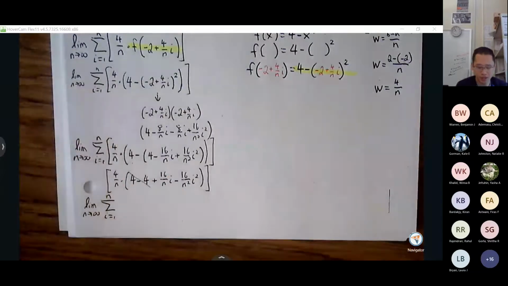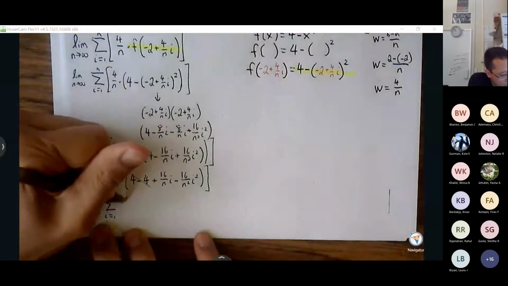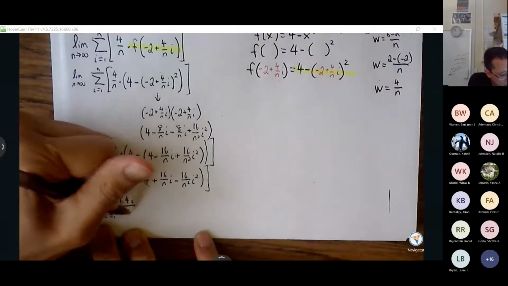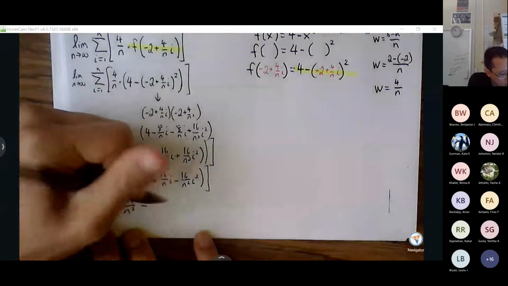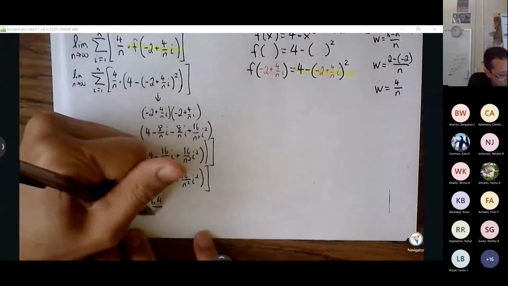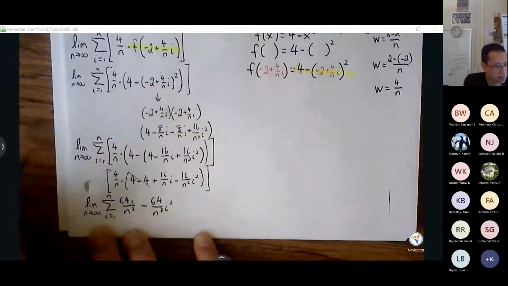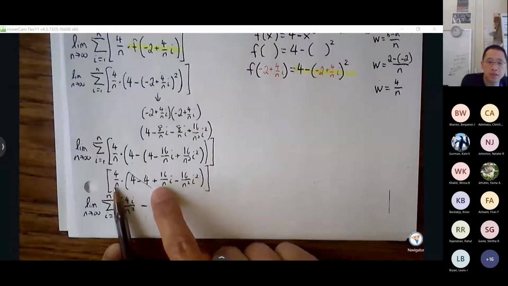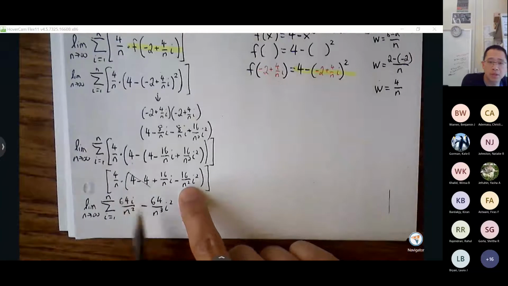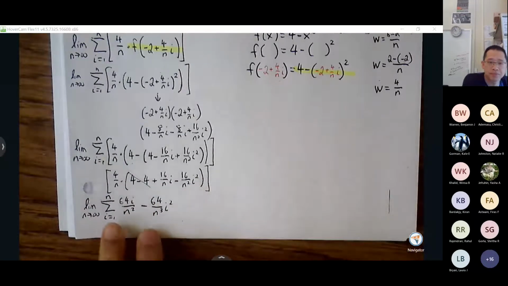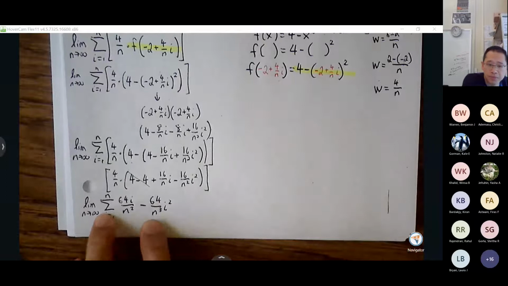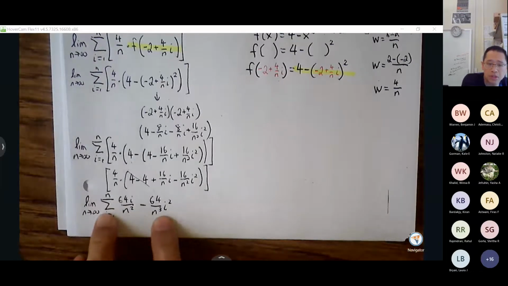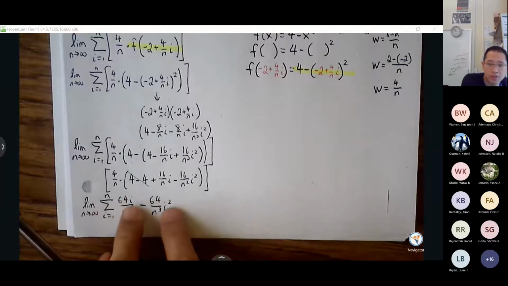Okay, 4 times 16 is 64. Right, I'm multiplying denominator with denominator, so n times n gives me n squared, n times n squared gives me n cubed. Okay, so now this should feel more familiar. We're going to let each term have its own summation, and then we're also going to push the coefficients out in front because I want to isolate the summation of i and summation of i squared to get it ready for my summation formulas.